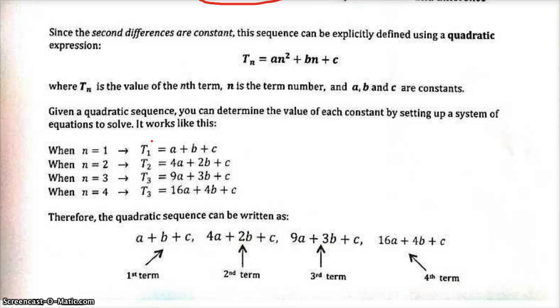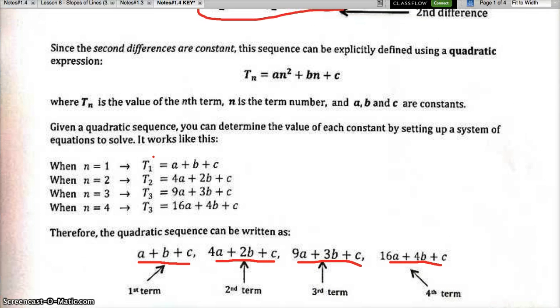So if you look at it all together, the quadratic sequence, this is your first term. Your second term can be written as 4a plus 2b plus c. Your third term can be rewritten as 9a plus 3b plus c. And then we would continue. The fourth term could be written as 16a plus 4b plus c. So there we have it.